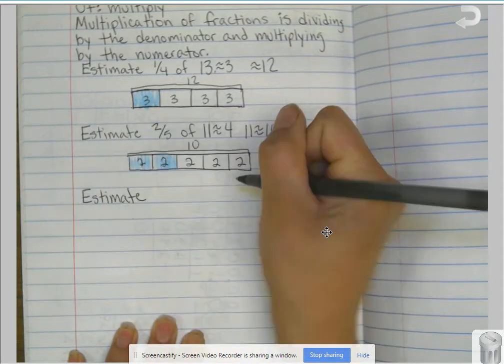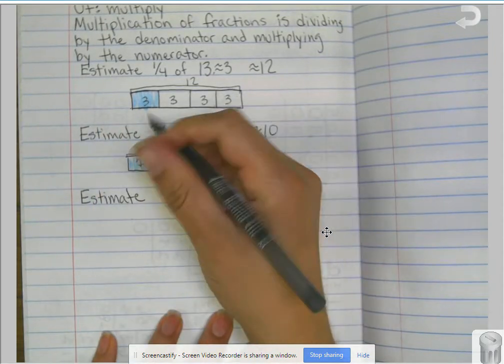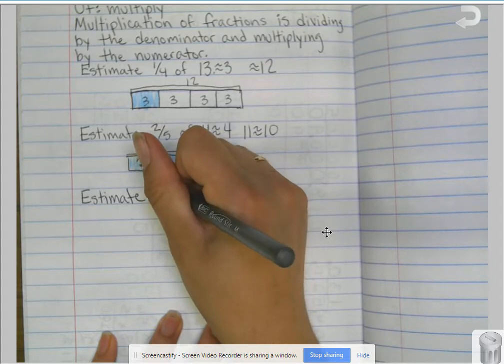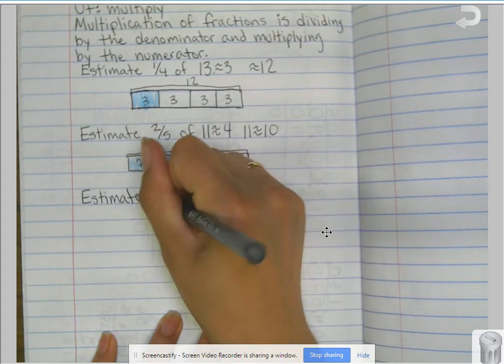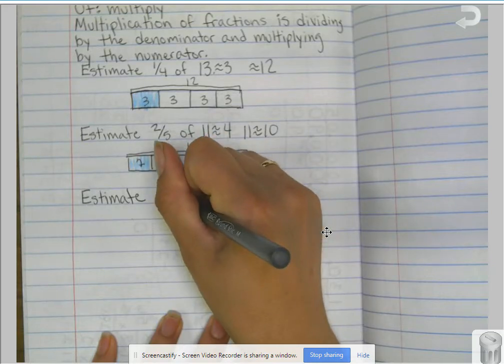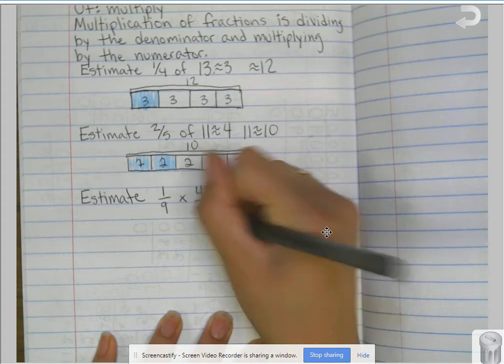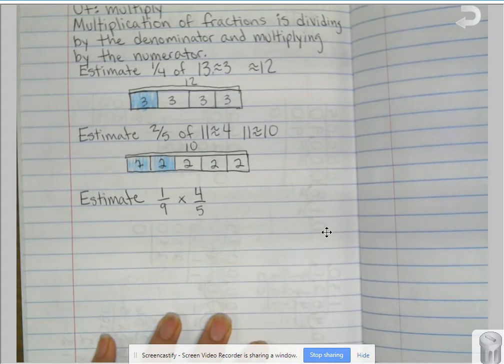Actually, sometimes we can use a number line to help us see it. So that's what we're going to do on these last couple. Estimate 1/9 of 4/5. Okay, this one will be easier to see on a bar line.